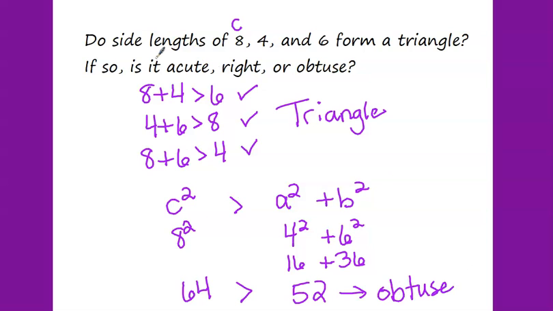You are comparing your c squared. If c squared is less than your a squared plus b squared, then it's going to be acute. If it is equal, then it's a right. Or if c squared is larger than the a squared plus b squared, it is going to be an obtuse triangle.